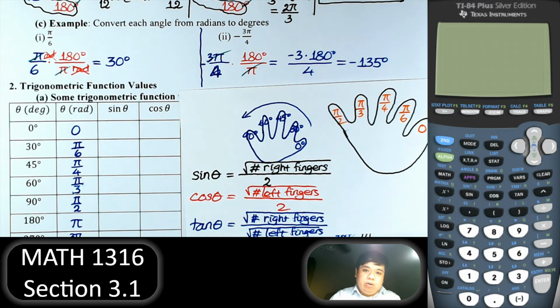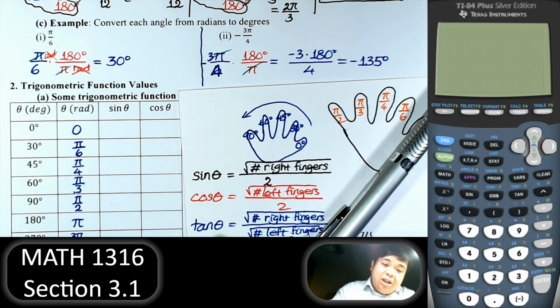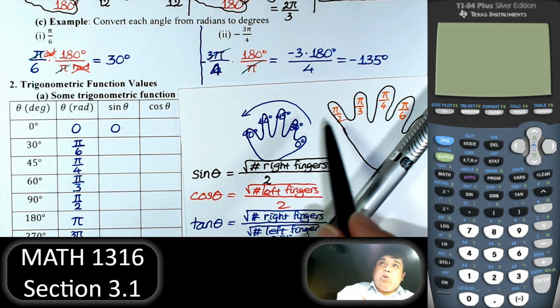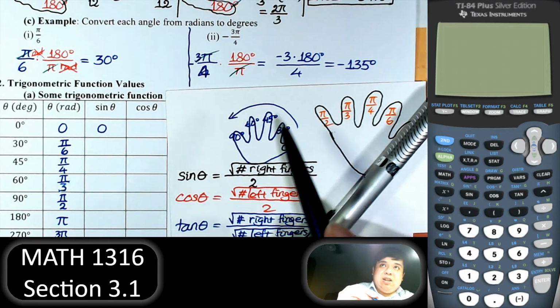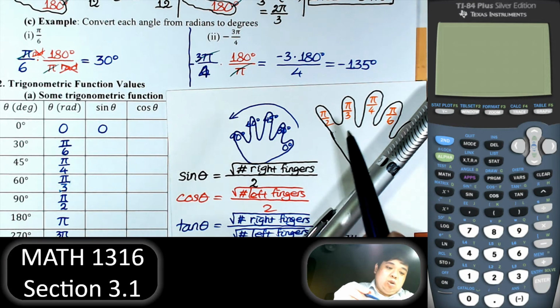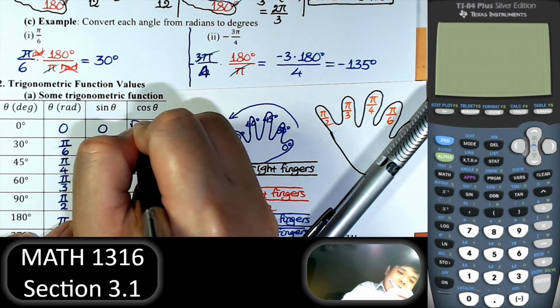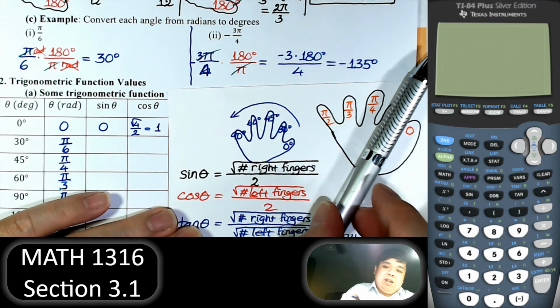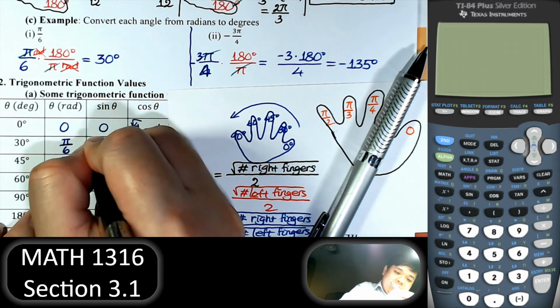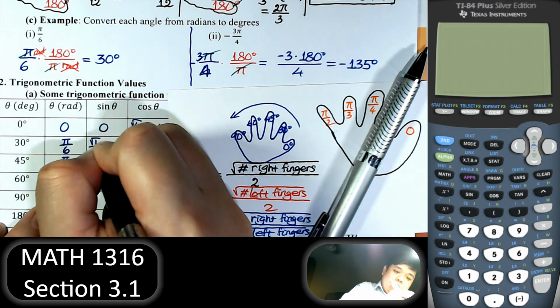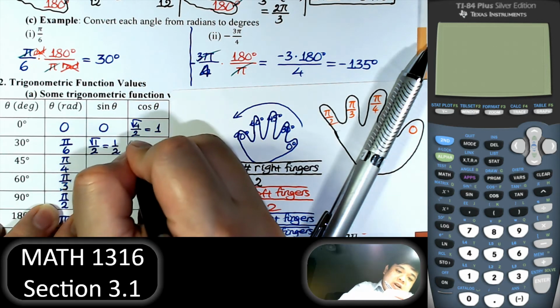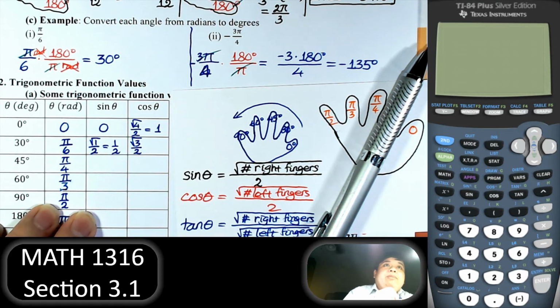Right, and then we find sine and cosine with the right hand. So 0 degrees will be that, and sine is the number of fingers on the right. There's none, so sine is 0. And cosine is the number of fingers on the left. Square root of 4 fingers on the left, so square root of 4 over 2, or just 1. Right. Next, pi over 6. 1 finger on the right. Square root of that divided by 2, so 1/2. Cosine is the number of fingers on the left. Square root of that divided by 2.